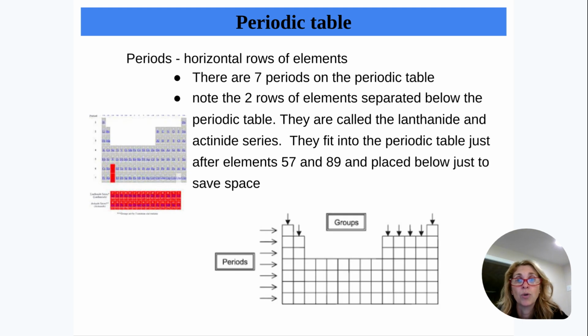Periods are horizontal rows on the periodic table. There are 7 horizontal rows on the periodic table. The 2 spaced at the bottom and separated from the periodic table are called the lanthanide and actinide series. They are also called the inner transition metals, and they fit into the periodic table after elements 57 and 89, and they were pulled out and placed below for space-saving purposes.